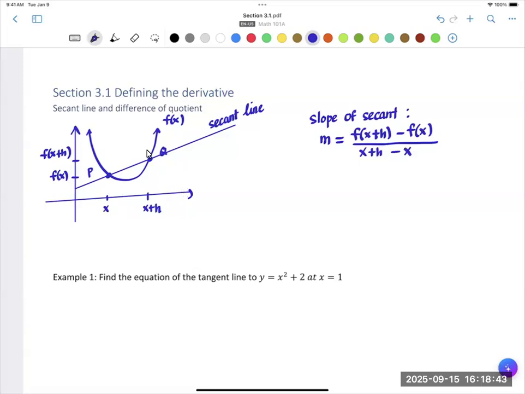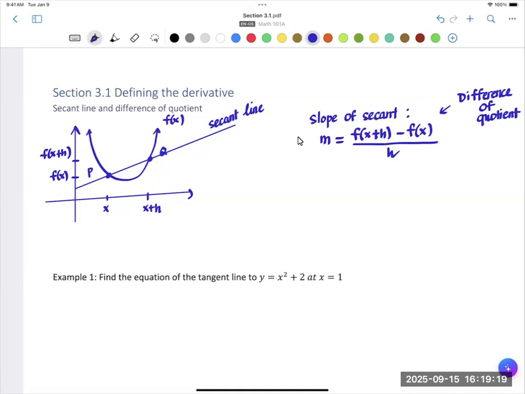That is the difference of y over the difference of x, I'm sorry, okay? The difference between the x values is just h. So instead of writing this, I can just write it divided by h. This is called the difference quotient. The difference quotient gives you the slope of the secant line.